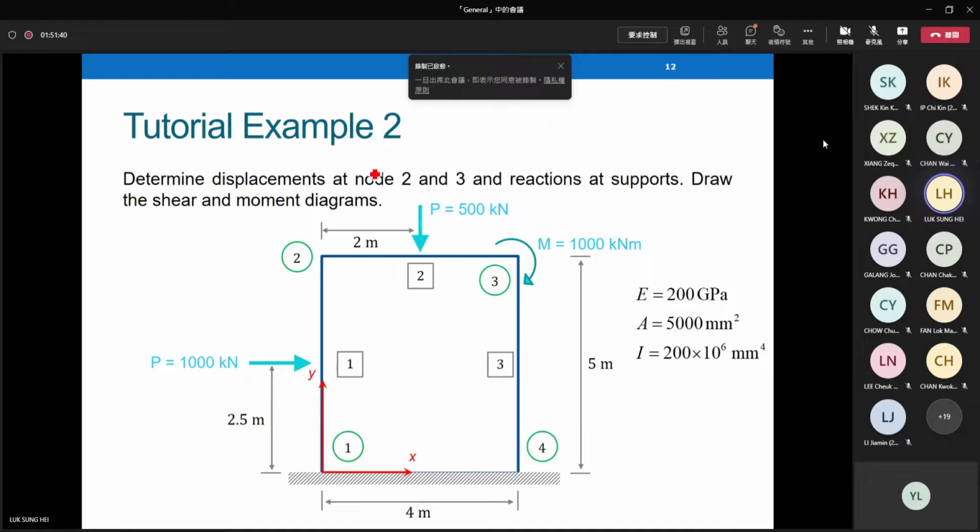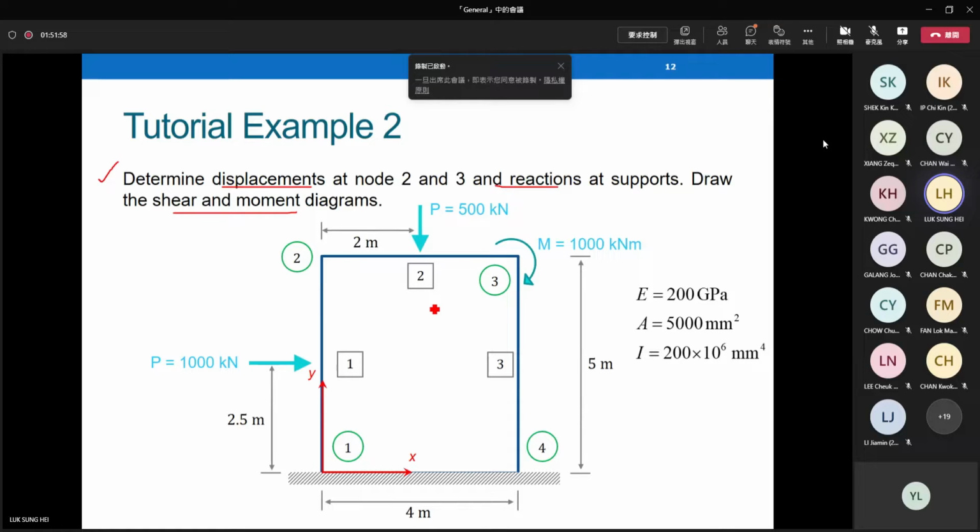So let's have a look quickly to see how to play with these examples. I think I just copied the questions from example 1. Find out the displacement, find out the reaction, find out the moment, and shear force diagram. I just copied these descriptions from the previous example, and then I changed the picture.